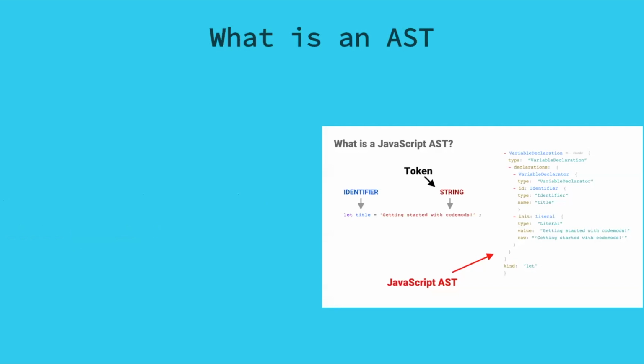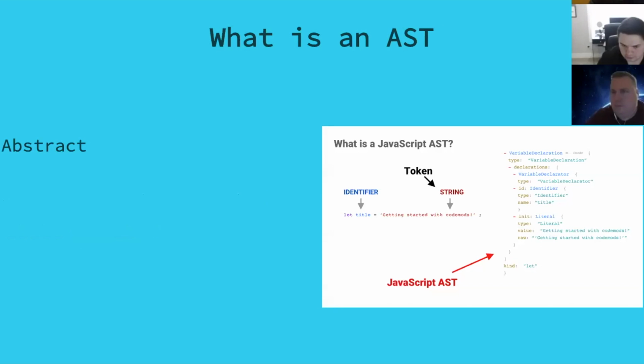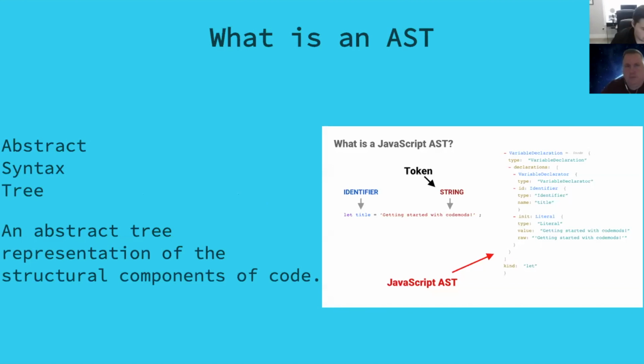Now, what is an AST? AST stands for Abstract Syntax Tree. This means an abstract representation of your code, abstract being the structural content of your code, i.e. the code without any formatting, brackets, semicolons, and a tree-like structure, as we can see here in this example on the screen.